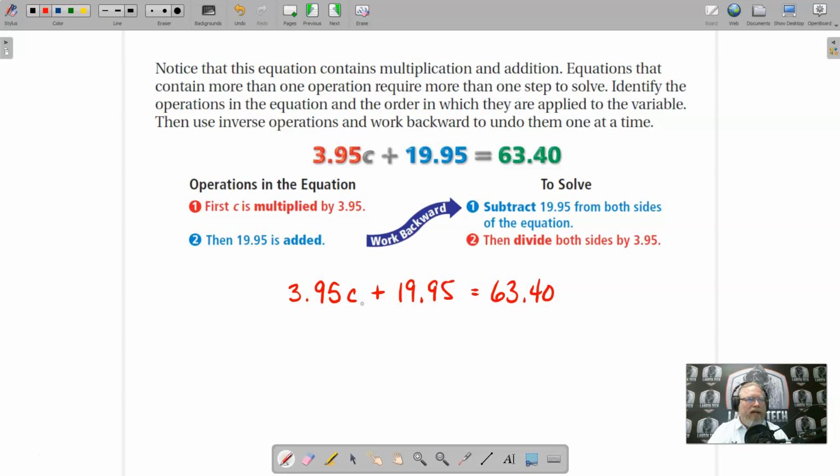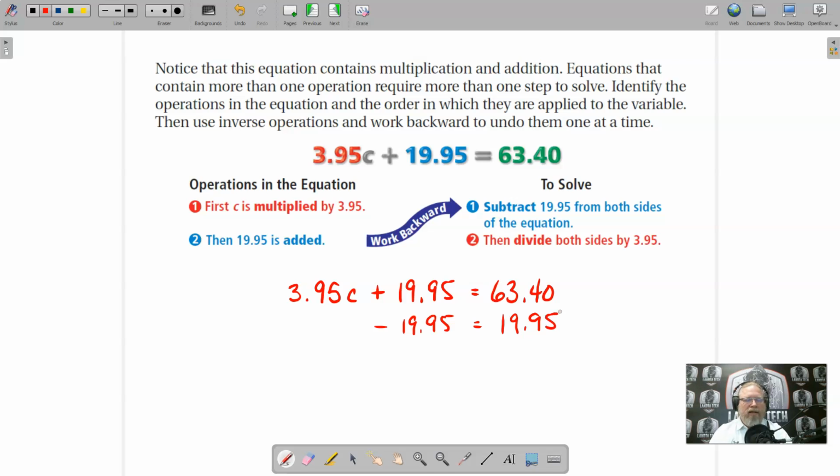Before we can get to it, we have to deal with the 3.95 that's tied to it through multiplication. But first, we also have the addition of the 19.95. So if we're going to work our way down to the variable C, we need to first get rid of whatever is tied by addition or subtraction. We have a 19.95 here. It is positive, so we're going to subtract 19.95 from each side. What we do to one side, we do to the other as well.